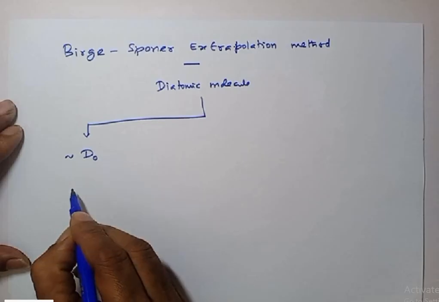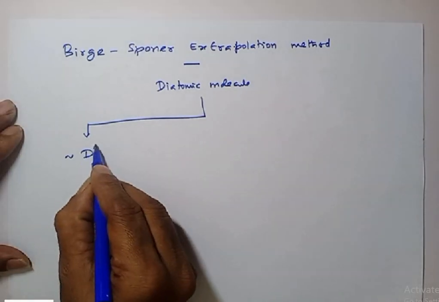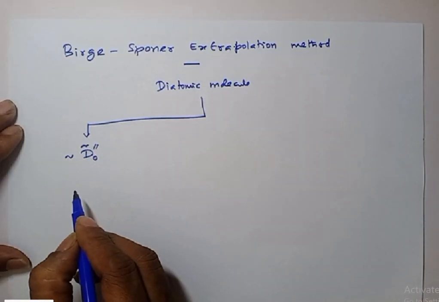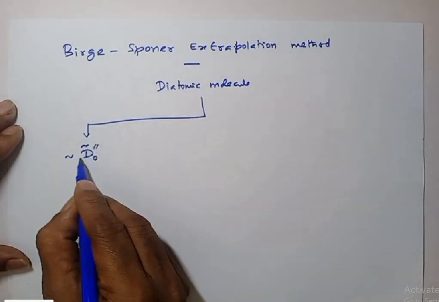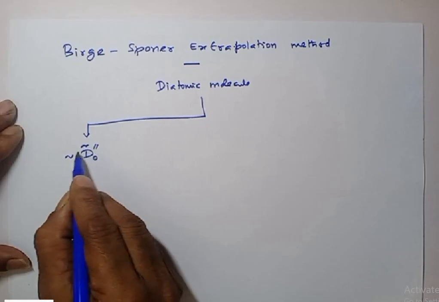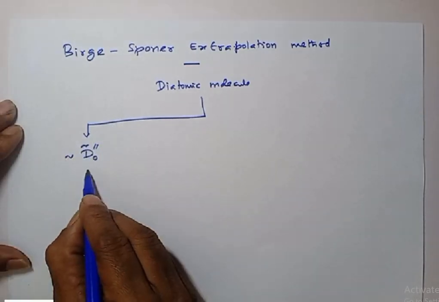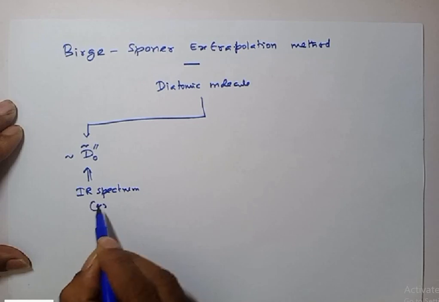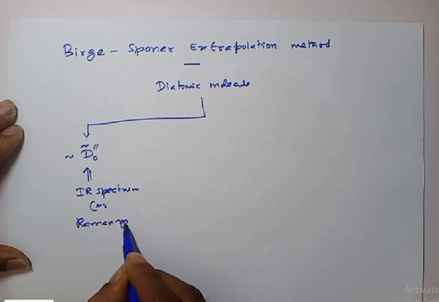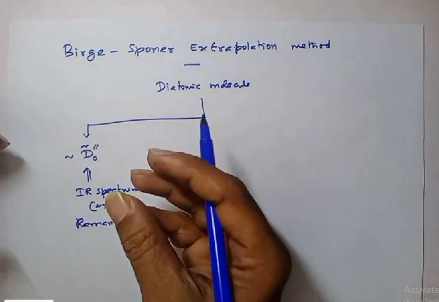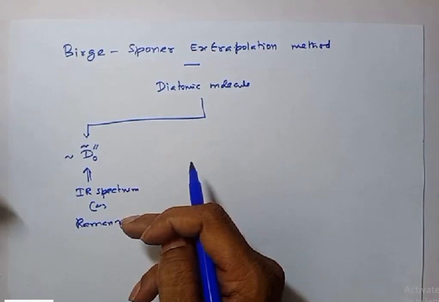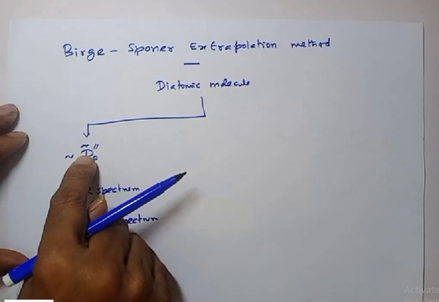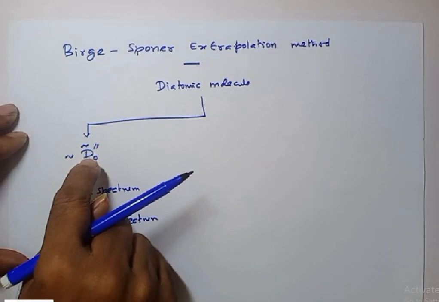Dissociation energy, I will put D0. Dissociation energy of the molecule in the ground electronic state. The double prime indicates the ground electronic state, and we get the value in wave number. To find it, we use either the IR spectrum of the diatomic molecule or the Raman spectrum. From the IR spectrum or the Raman spectrum, we can find the approximate dissociation energy of the diatomic molecule in the ground electronic state.